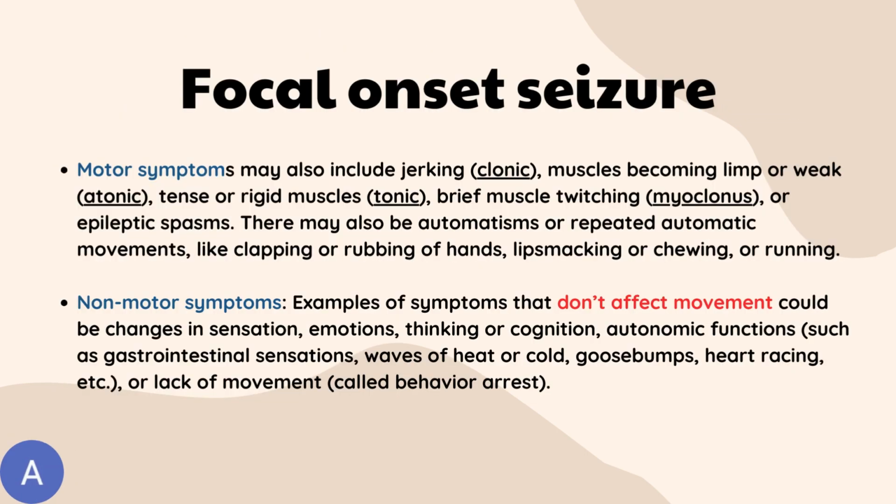The motor symptoms of focal onset seizure may also include jerking, muscles becoming limp, tense, brief muscle twitching, or epileptic spasms. There may also be automatisms, or repeated automatic movements like clapping or rubbing of hands, lip smacking, chewing, or running. The non-motor symptoms, examples of symptoms that don't affect movement, could be changes in sensation, emotions, thinking, or cognition, autonomic functions such as gastrointestinal sensations, wave of heat or cold, goosebumps, heart racing, or lack of movement.